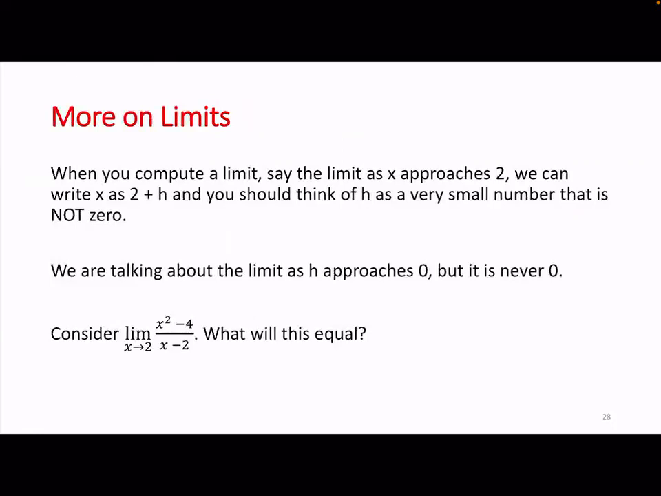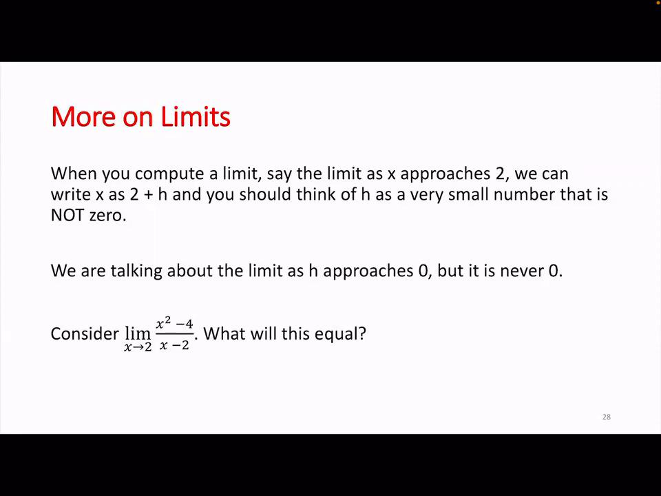Okay, so more on limits. It's important to remember when h goes to 0, h is never 0. Why do you think it's important that we don't have h to be 0? Well, in the definition of the derivative, which you've seen before, we are dividing by h, and we can't divide by 0. We talked about that in the last class. So it's essential that when we calculate limits, we're never dividing by 0.